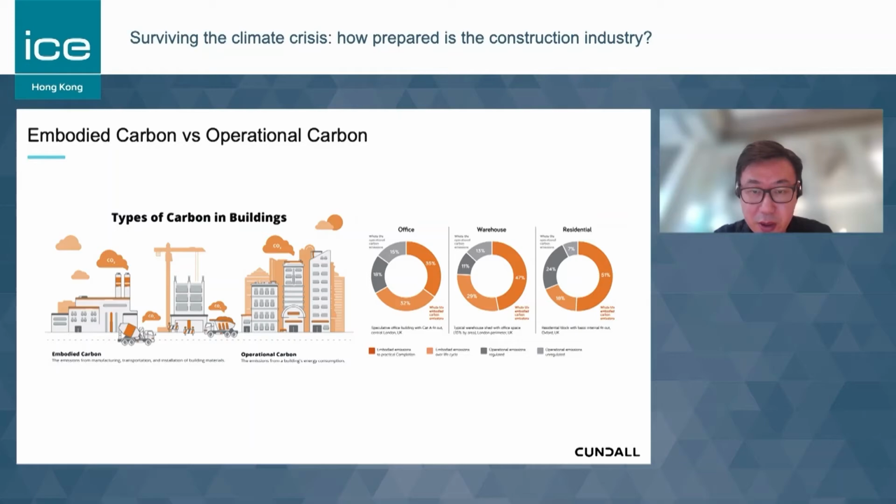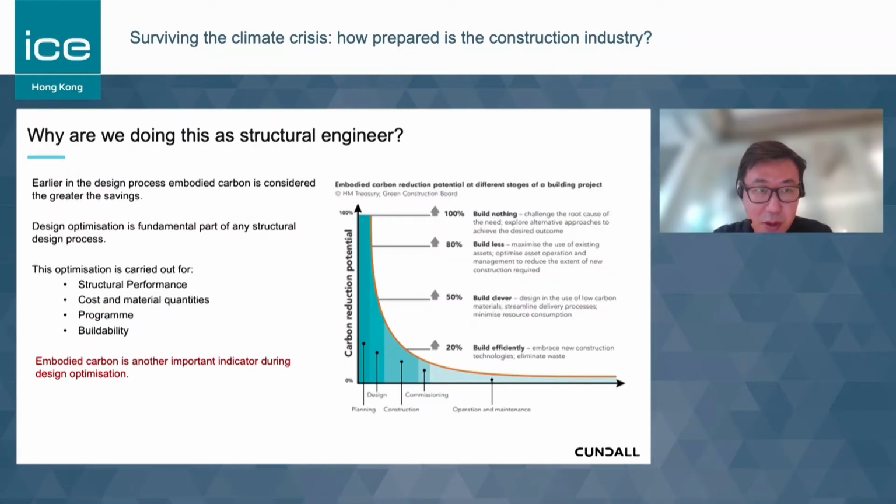As you can see, the orange part generally means we have a huge amount of the carbon which is coming together with the structure solution or design solution we choose in the first place. Next page, please. So why are we doing this as structural engineers?